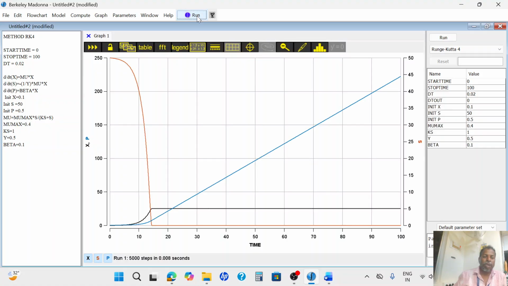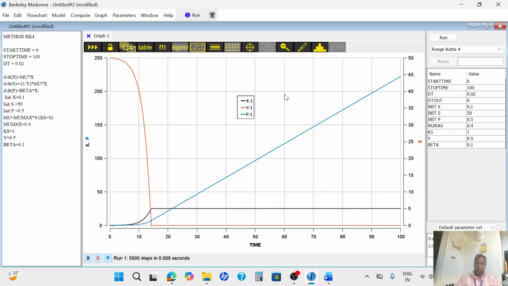After giving the run conditions, we will get the profiles of x, s, and p. In the legend values, x is a constant biomass being formed. The substrate is reduced drastically before the 20th hour, and the product steadily increases.